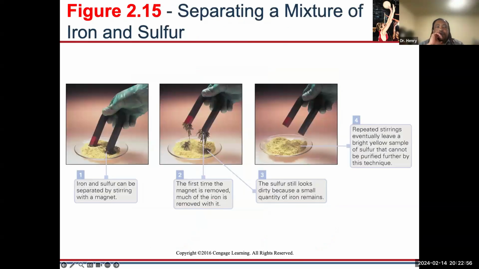Now, the beauty of it is, if it's a mixture, there's probably a way that we can separate those two pure substances from each other. One example is if we have iron and sulfur that are mixed together. Well, we can use a magnet to separate the iron from the sulfur. And so we can use physical properties to separate the two. Okay.